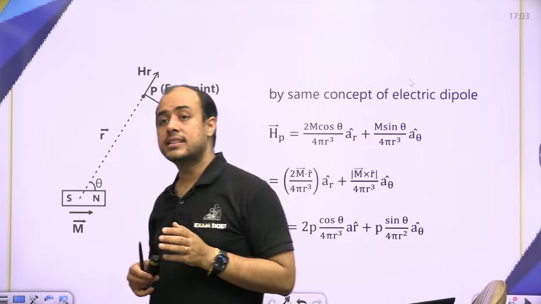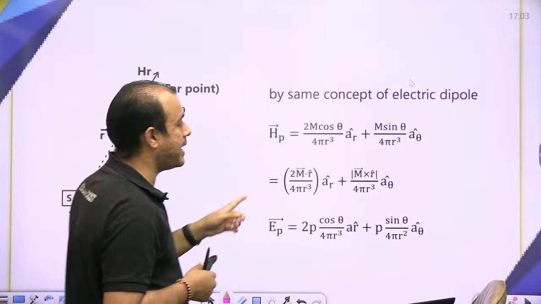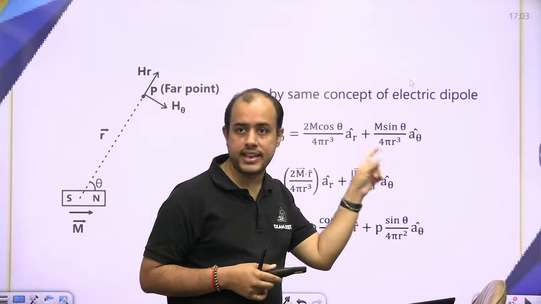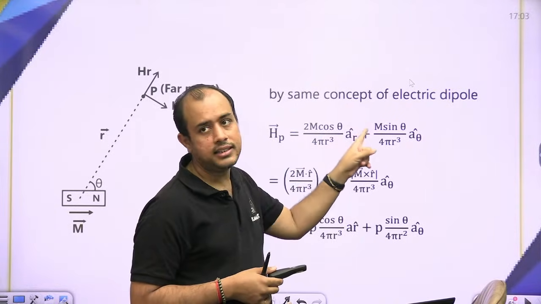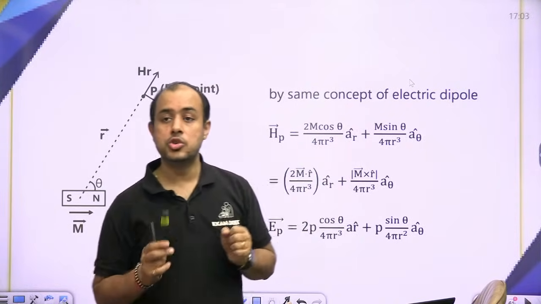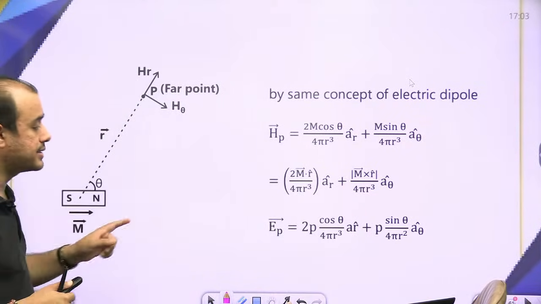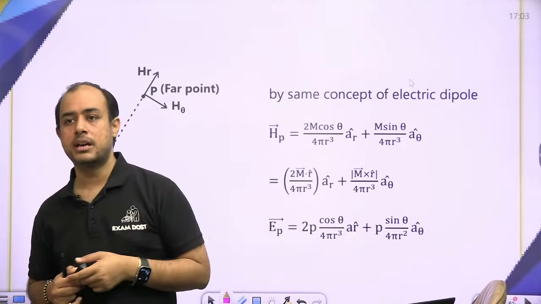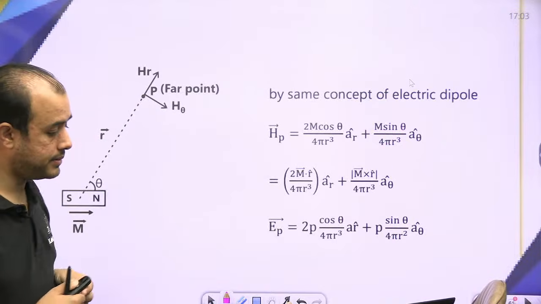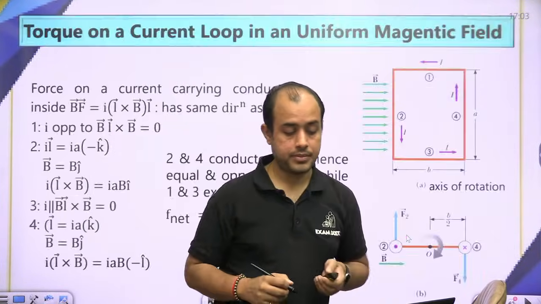Okay? So by the same concept of the electric dipole, you can write the magnetic field due to a magnetic dipole. So 2m cos theta, this is the axial, this is the equatorial. The same thing that you studied in the electric dipole, you can do here also. This came in the electric dipole, P is replaced by M, that is all. Okay? Instead of P we have M.